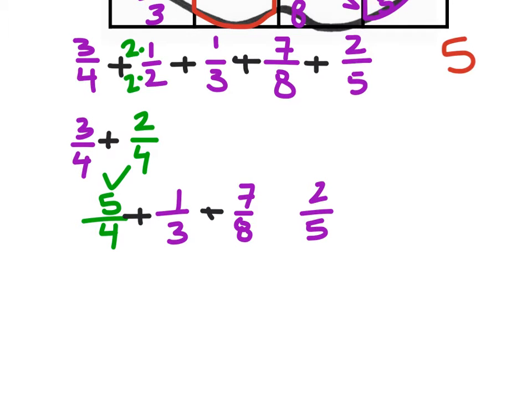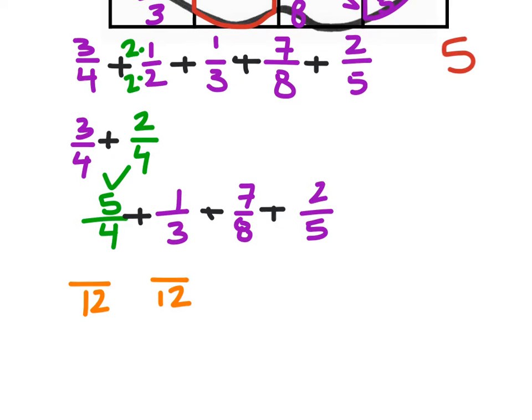So next up, I'm going to add that to the 1/3. Now, the denominators are not the same, which we need when we add and subtract fractions. So I'm going to force them to be the same. And so I may think of some multiples of 4 and 3, such as 12.